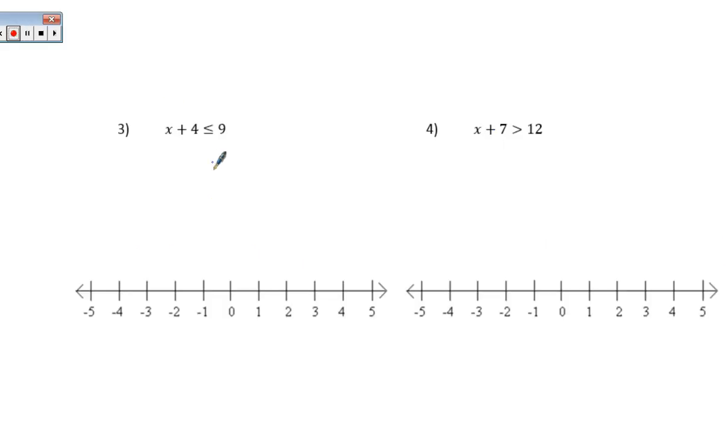Okay, so go ahead and turn your paper over to number 3. We have 2 more one-step inequalities to solve. You can try these on your own by pausing the video and then checking, or you can follow along if you want some more practice with this.